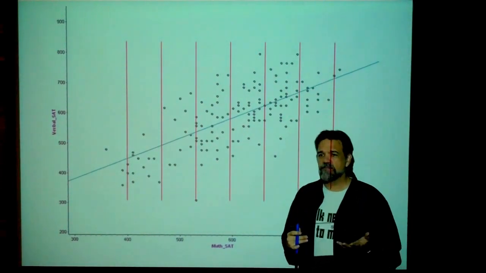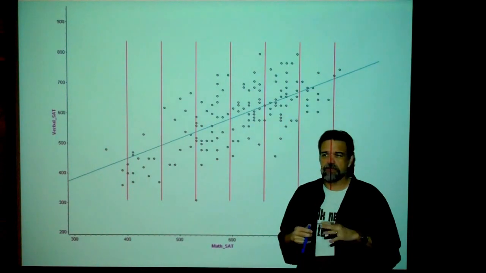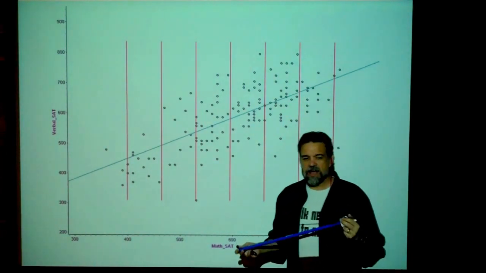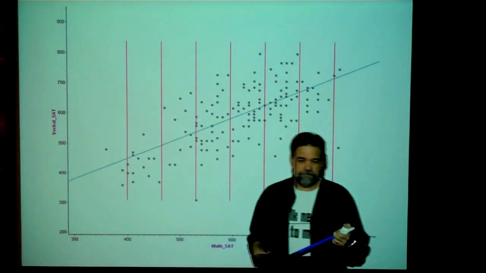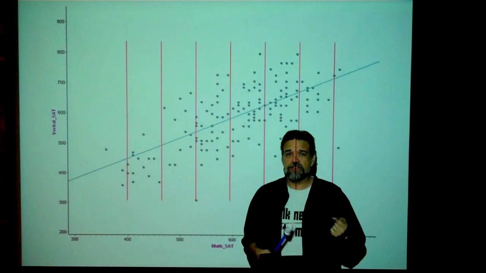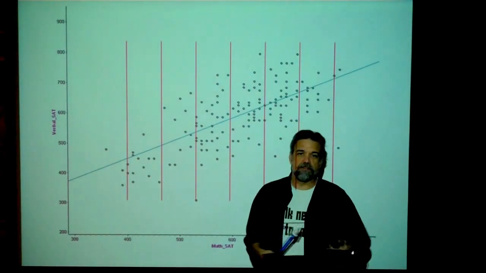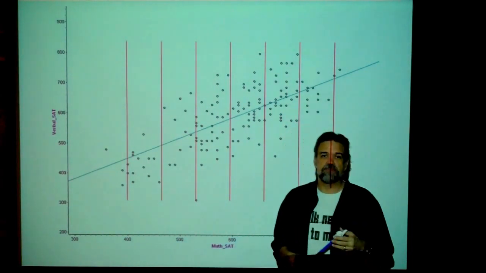This was first coined by Sir Francis Galton, a British mathematician who studied lots of different things. He studied the heights of fathers and sons. What he found was that generally tall fathers tend to have tall sons, and short fathers tend to have short sons, which is not unusual. That's exactly what we would expect to happen.